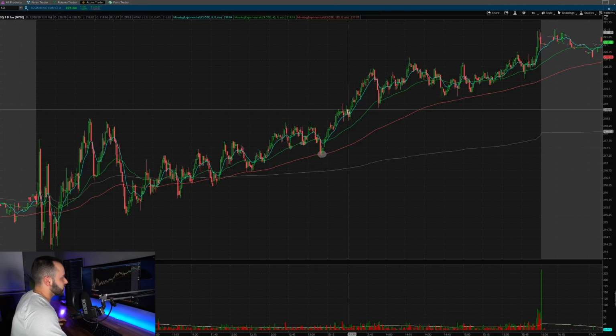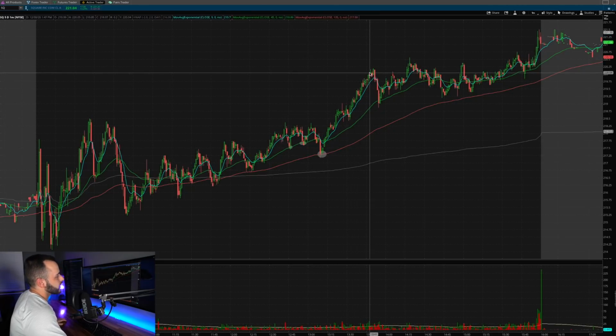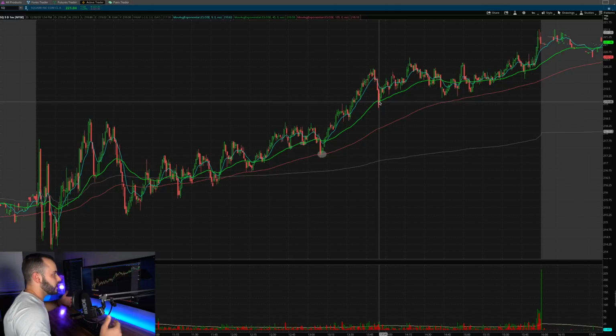You can see it bounced off the 9 EMA multiple times here. And when it failed at the 9 EMA, it fell down to the 45 EMA. So you have 3 areas of support. If they hold the 3 areas, then great, the uptrend can continue. If they crack all of them, then the stock may be over and the momentum may be losing steam.